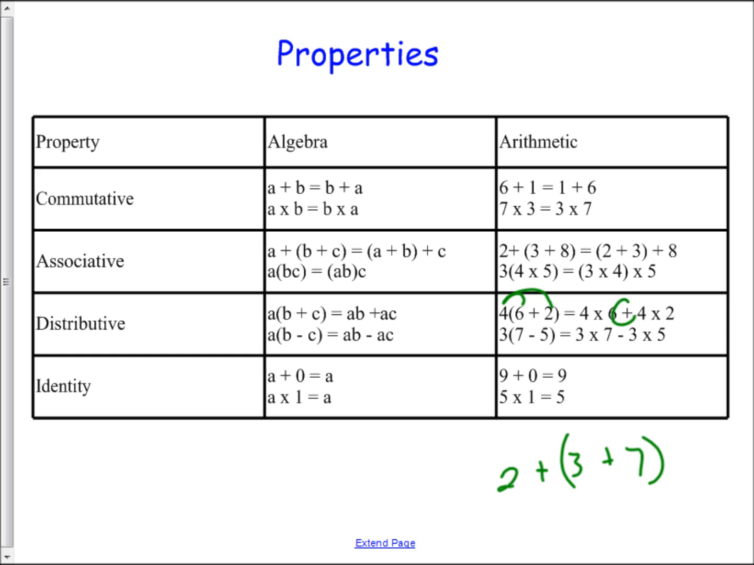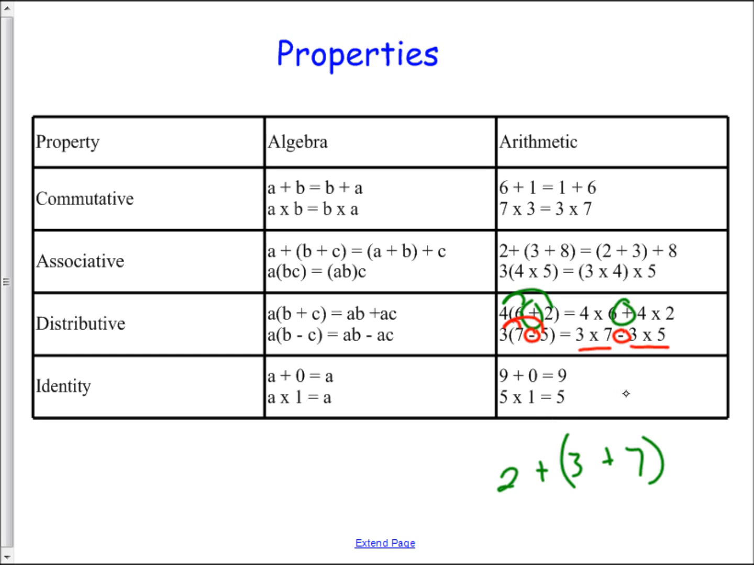And the symbol is determined by whatever symbol was inside. So if we look at the next one, it'd be 3 times 7 and 3 times 5. We get that 3 times 7, 3 times 5, and the symbol in the middle is determined by that symbol right there. Okay? And then your identity property has to do with just addition of 0 equals A, and A times 1 equals A. It just says if you add 0 to something, you get to keep the same number. If you multiply by 1, you get to keep the same number.